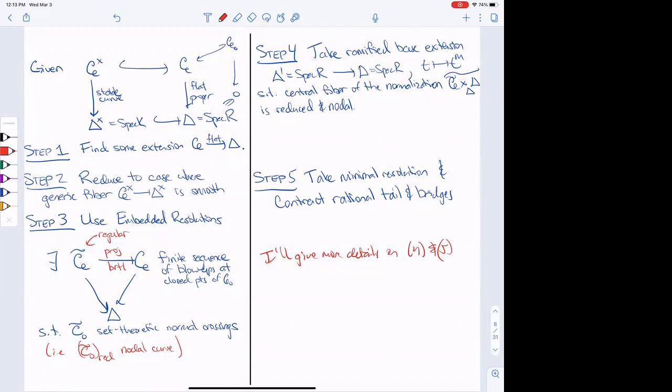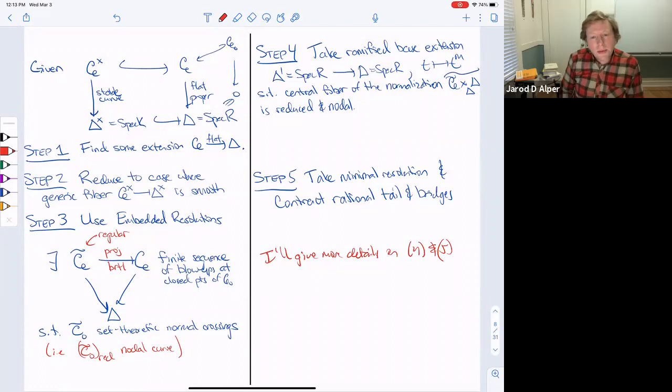Why do you perform step 2 after step 1? Yeah, I think maybe it would be more natural to perform it first.